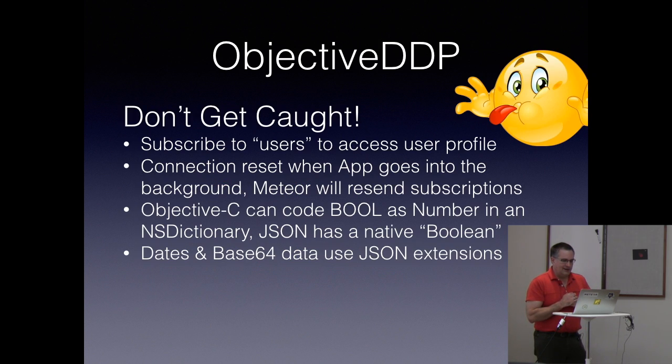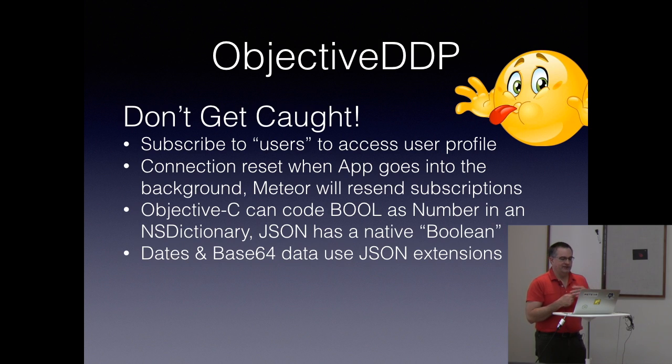So, a few sort of gotchas with ObjectiveDDP. When you log in, it doesn't automatically subscribe to the user. You actually have to, which Meteor does for you. It's sort of built into the templating system, but you actually have to remember to go in, once you've got a user ID back from the login calls, to go and subscribe to that user so that you get the profile data and do stuff with it.